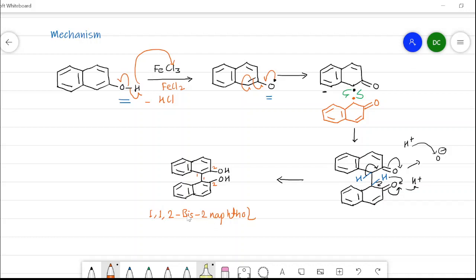Bis 2-naphthol, that is 2 molecules of naphthol, are combined or coupled at the first position, and the OH group is present at the second carbon. In this way, by a free radical mechanism, we are getting a bis 2-naphthol from the naphthol. Now we will see the procedure.